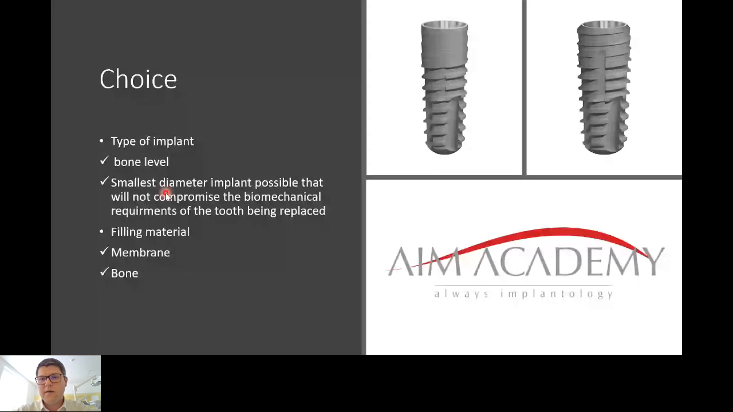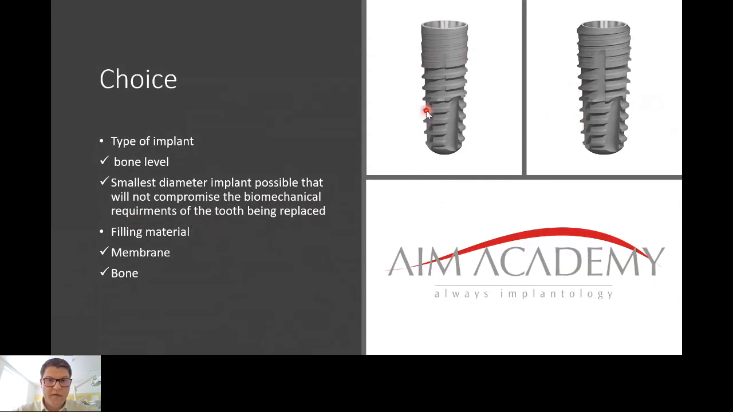Another problem was that the bone around the implant was not stable. Why? Because usually the bone is very thin, and if the bone is very thin, you don't have good vascularization in that region. So always remember, you are not doing mechanics, you are working with a biological system. And in order to function well, a biological system, and especially a bone or a mucosa, but especially the bone, should have good vascularization. So I usually choose the smallest diameter implant possible that will not compromise the biomechanical requirements of the tooth.